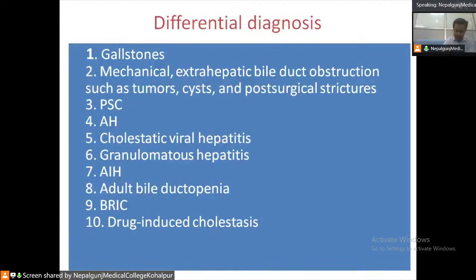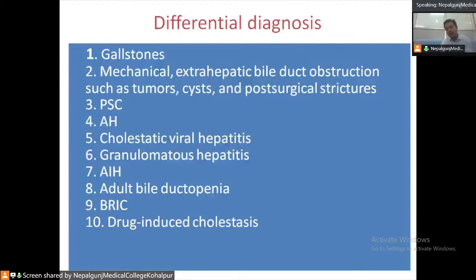So what are the other differential diagnoses? This is a cholestatic liver disease, so you have to rule out other cholestatic liver or biliary diseases. Gallstone disease: in a patient with gallstones, you may have jaundice, pain abdomen, and cholestatic liver biochemistry. So you have to consider gallstone disease in the differential diagnosis. You can rule out gallstones by imaging.